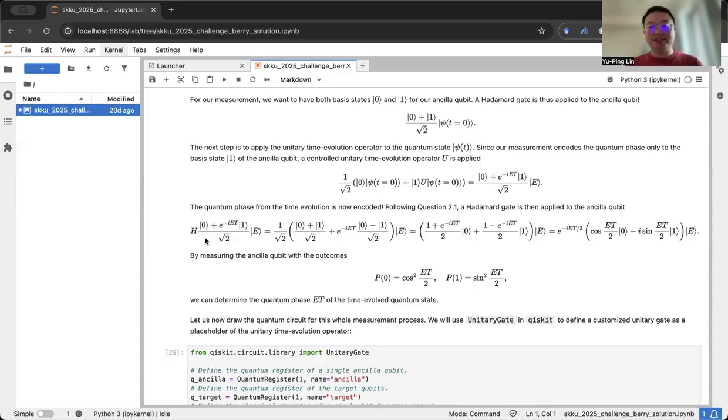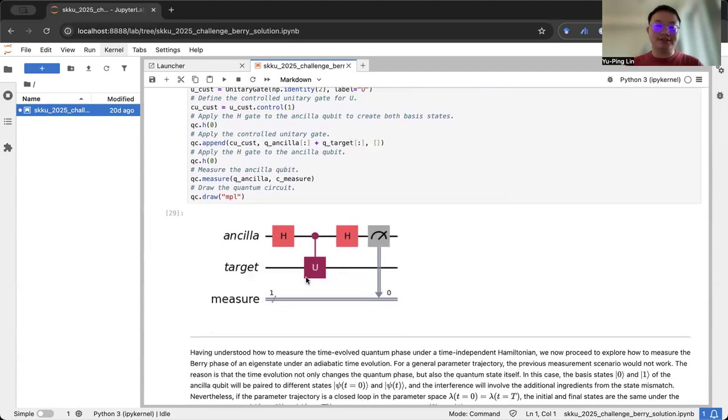Then, as in the previous question, we apply the Hadamard gate to the ancilla qubit. Then we can transfer the dynamical phase to the 0 and 1 state amplitudes of the ancilla qubit. Then we can measure the ancilla qubit to get the information about the dynamical phase. So the quantum circuit looks like this. We first apply a Hadamard gate, then we apply a controlled unitary to evolve the target state. Then we apply a Hadamard gate to interfere the ancilla qubit and do the measurement.